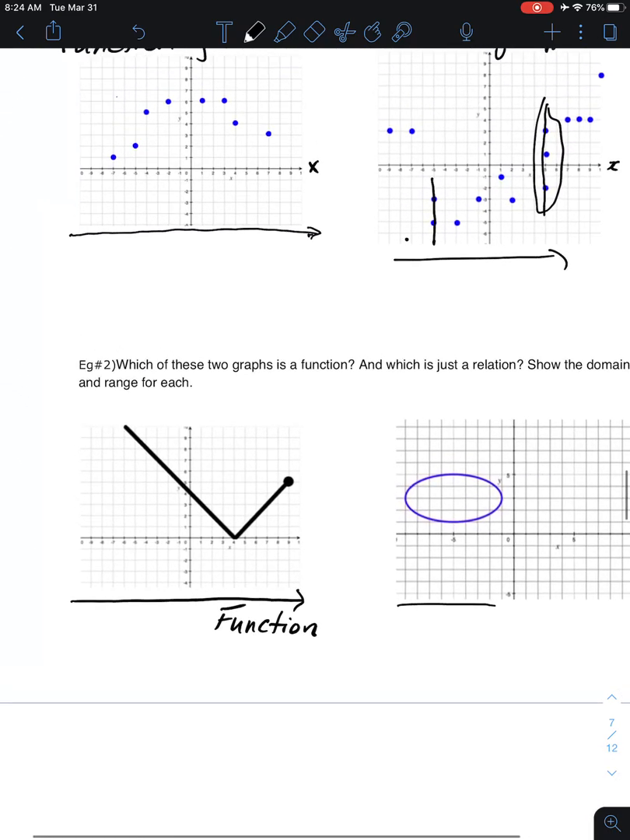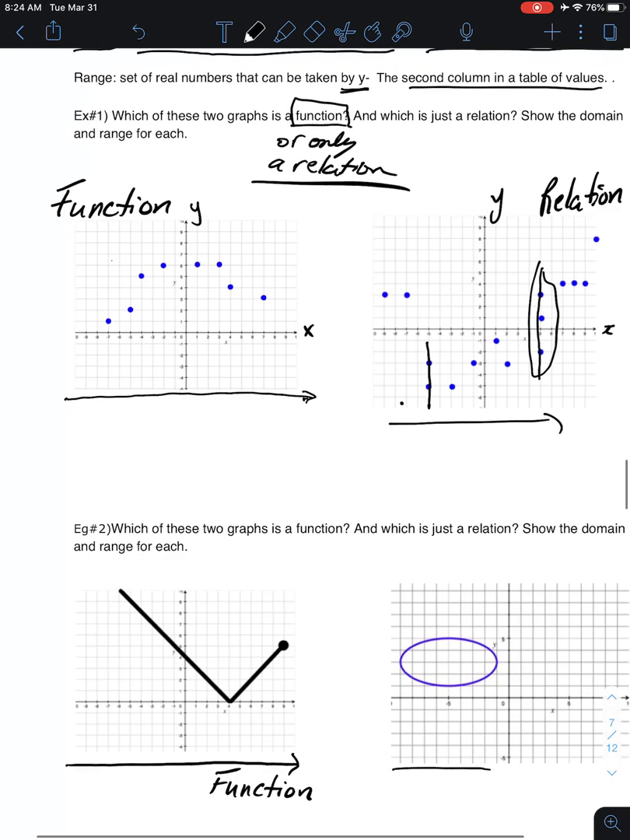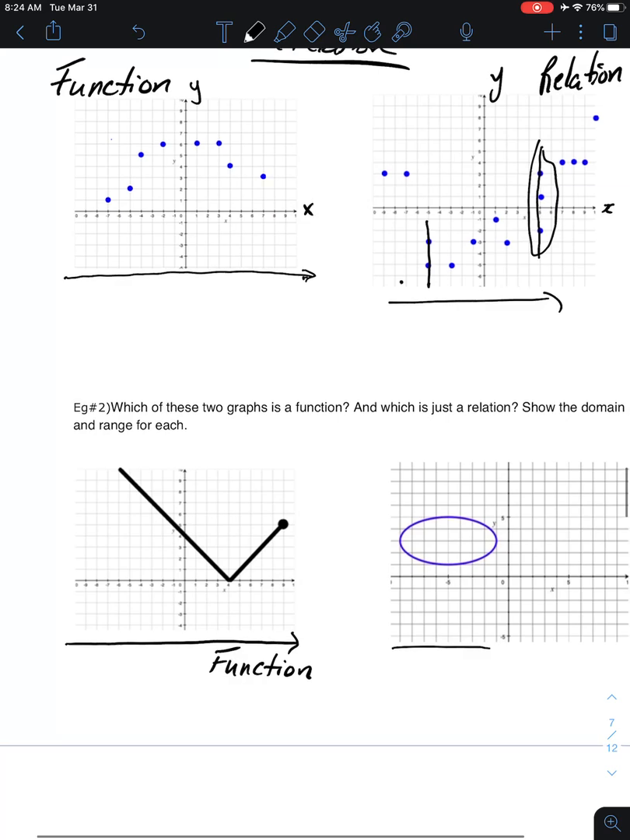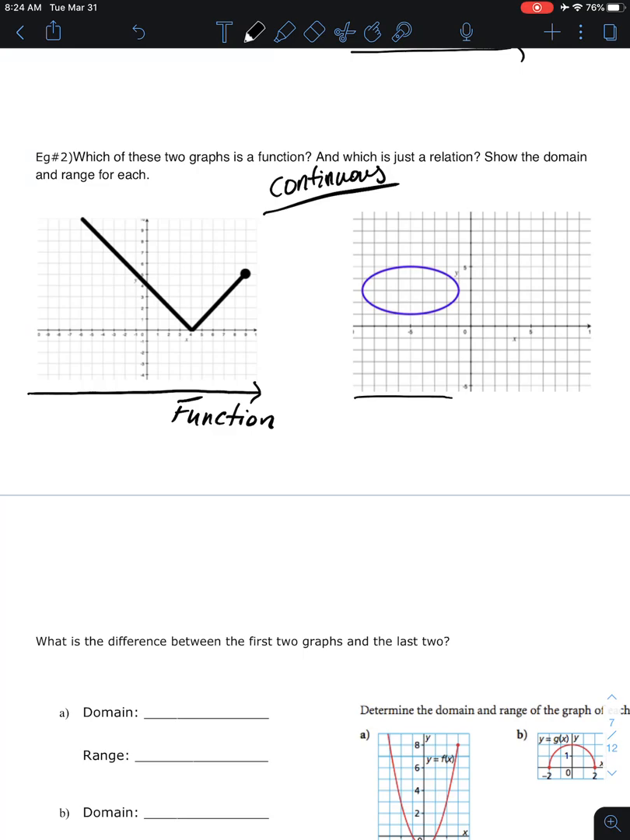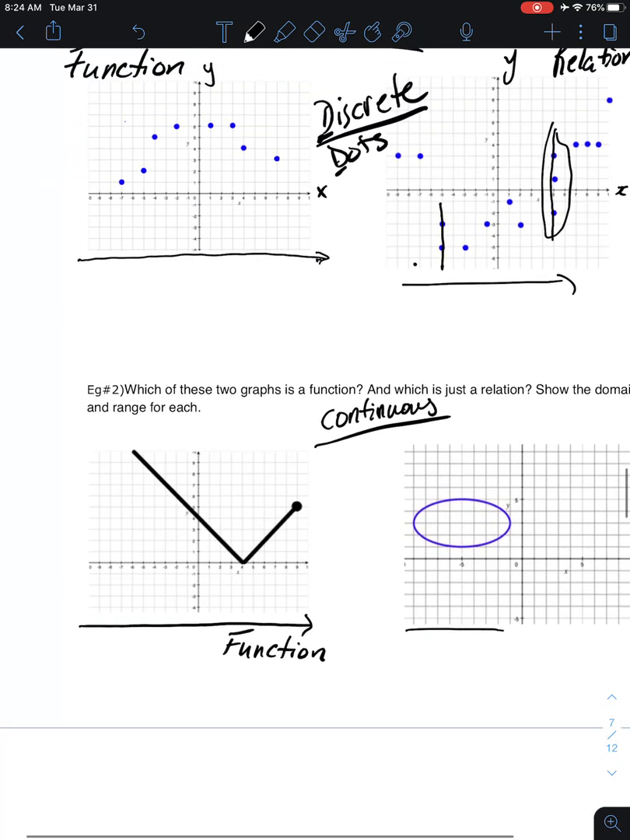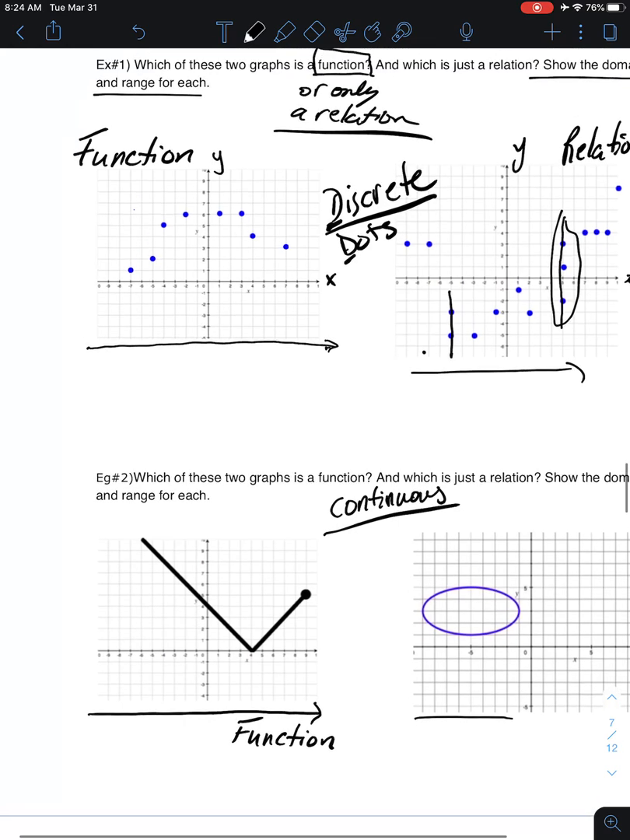All right. Now, the second thing I wanted to do with these was state the domain and range. And you can see, if we go back to that idea at the beginning of the video about discrete data, these are discrete data because I have dots. So I just link the idea of discrete and dot. Whereas these two down here are continuous. I have a continuous line or curve.